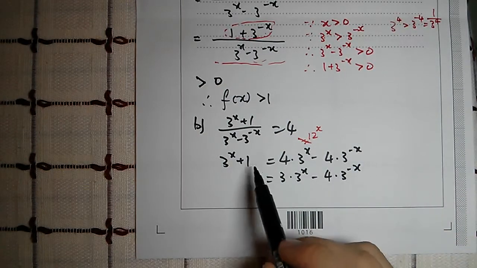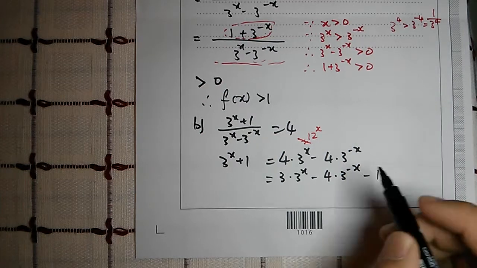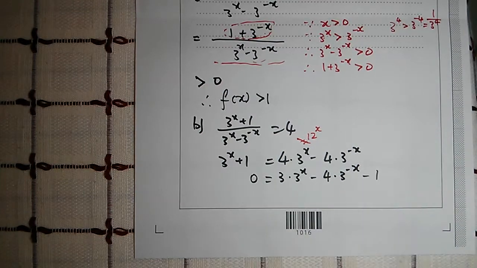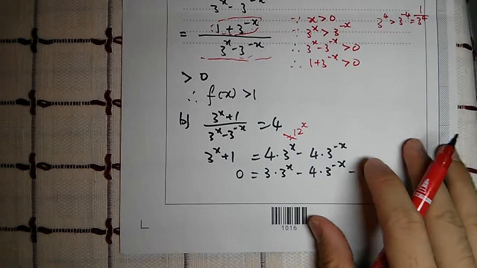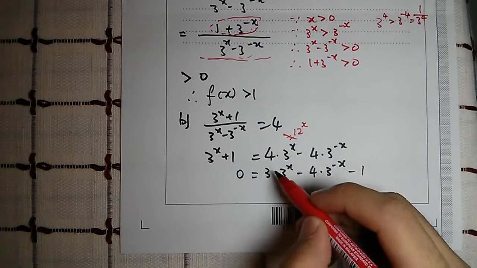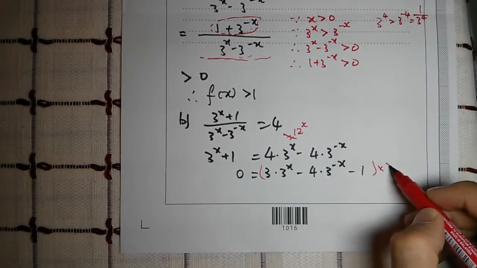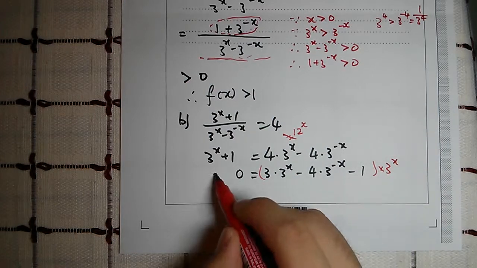And for some reason, I would minus x to this side as well. How do we do the equation like this? The idea is the fact that we see 3 to the power of negative x. For this reason, we would multiply both sides by 3 to the power of x.